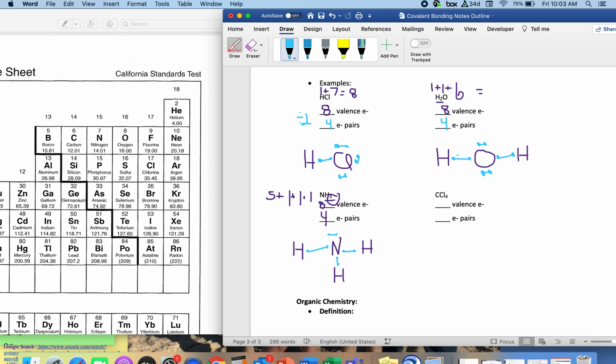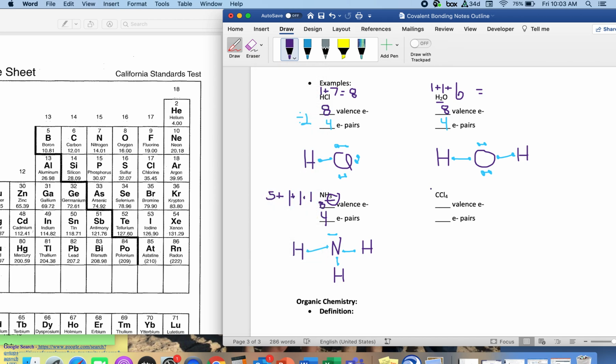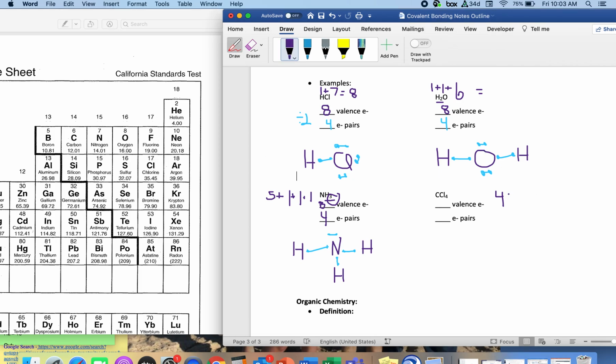Okay. For carbon and the chlorines. Sounds like a band name from the 70s, but here we go. So carbon is in group 14, so that's 4. Chlorine is in group 17, so I'm going to add in 7 4 times because there's 4 of them. So plus 7, plus 7. Oh my goodness, people. Don't fire me, please.